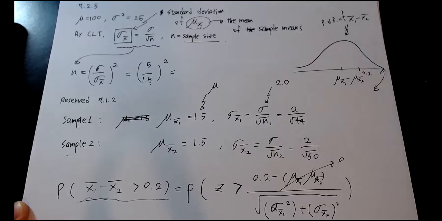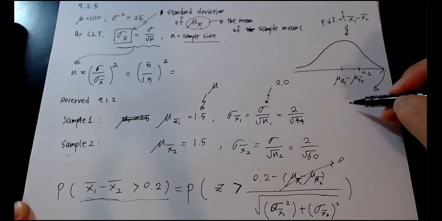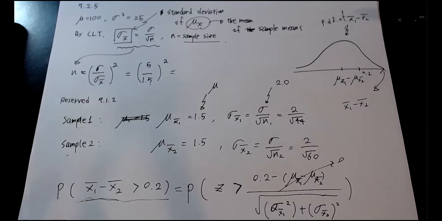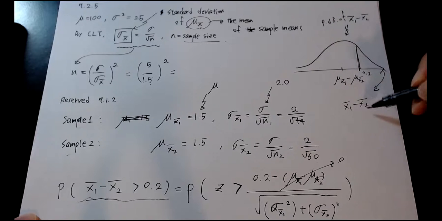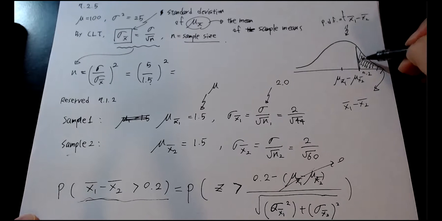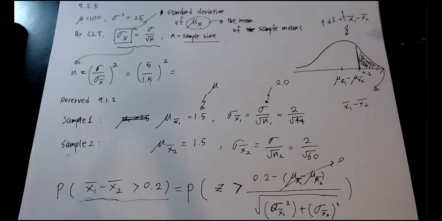The horizontal axis is the random variable x1 bar minus x2 bar. Since x1 bar minus x2 bar is normally distributed, the probability distribution, the PDF of x1 bar minus x2 bar, must be bell-shaped. And then we want to find the probability that x1 bar minus x2 bar is greater than 0.2, which is this. So we need to find the area of that region.